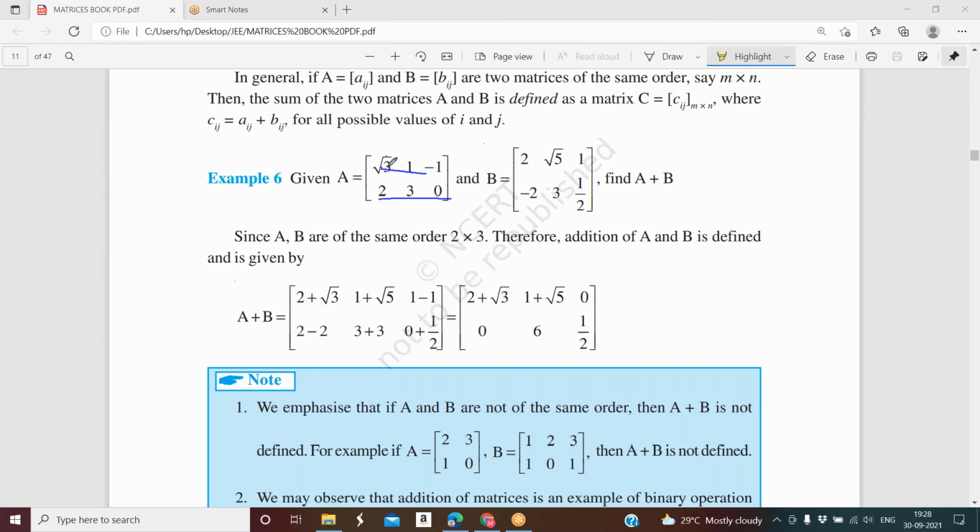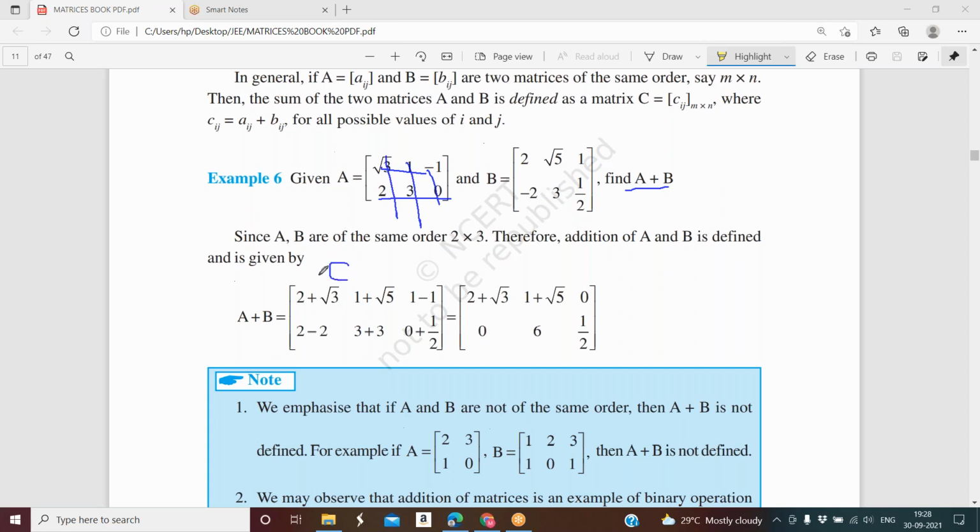2 rows and 3 columns. And B is also a matrix of order 2 by 3. We have to find A plus B. So what is A plus B? Here A and B are of the same order, 2 by 3. So A plus B will give you a new matrix, namely C.